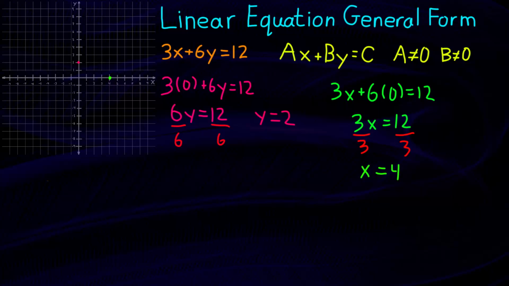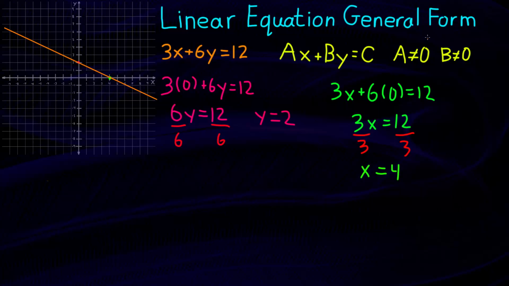Now to graph this line, I'll graph it in orange. We're going to take our ruler and set it up so that we're going through both of these points. There's the first point, there's the second point, through the y-intercept and now through the x-intercept. Now we can draw our line. And that is the graph of the equation 3x plus 6y equals 12.